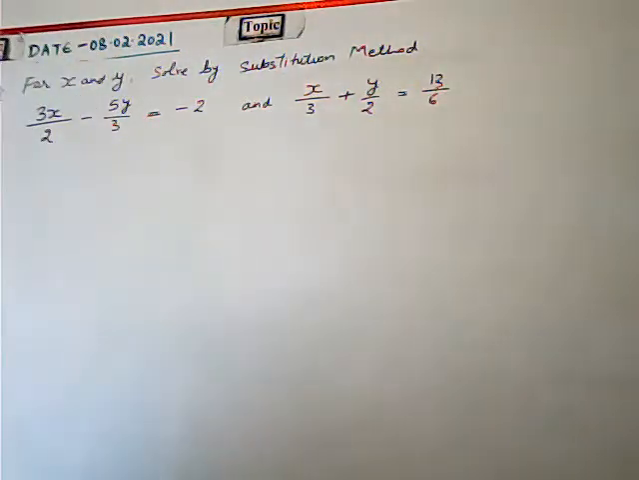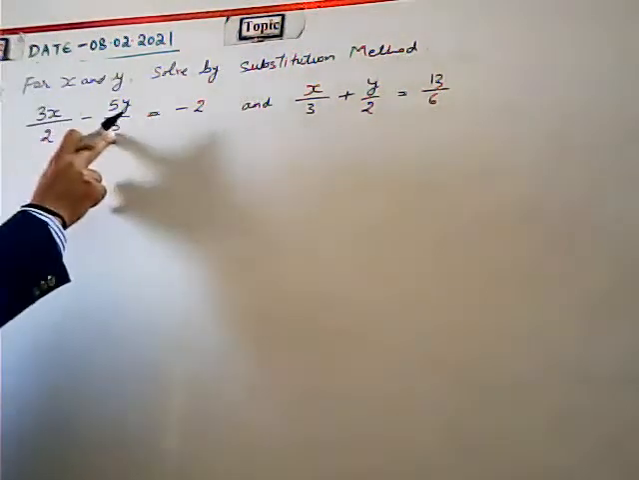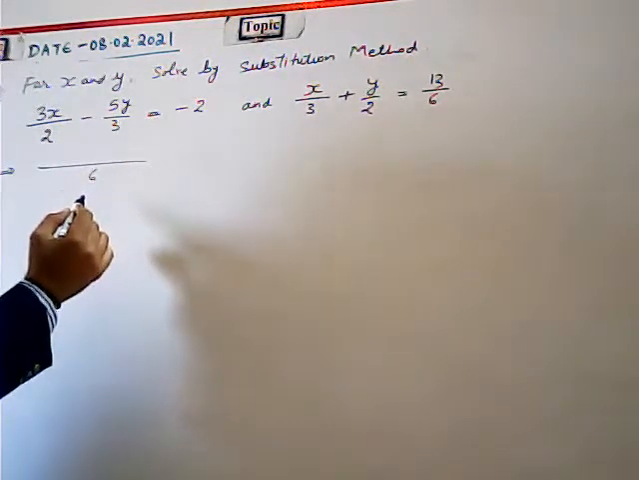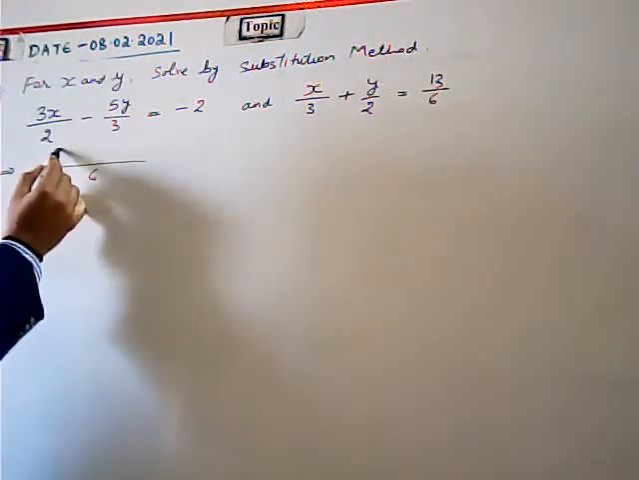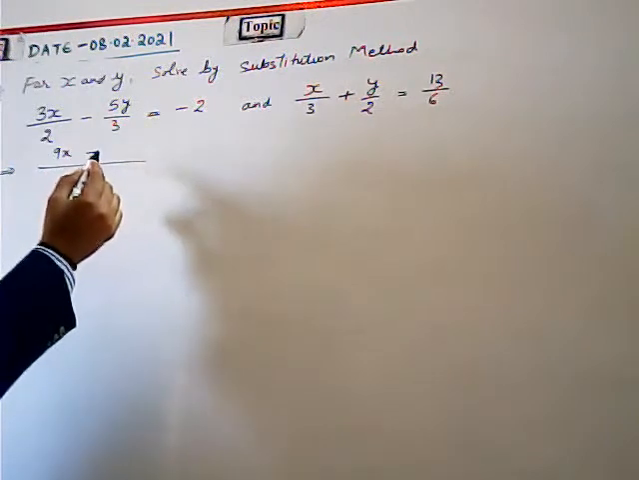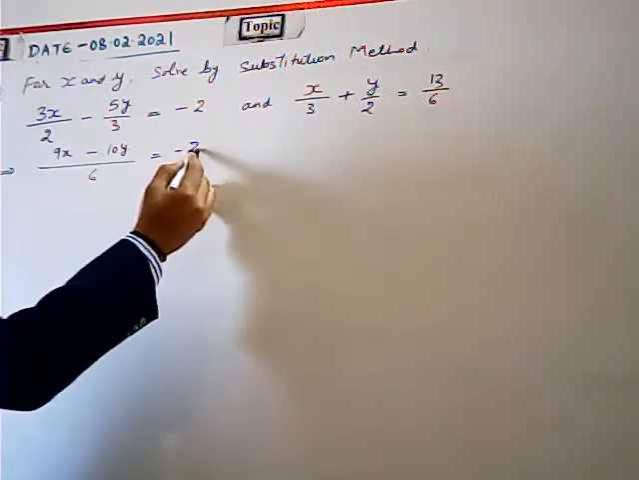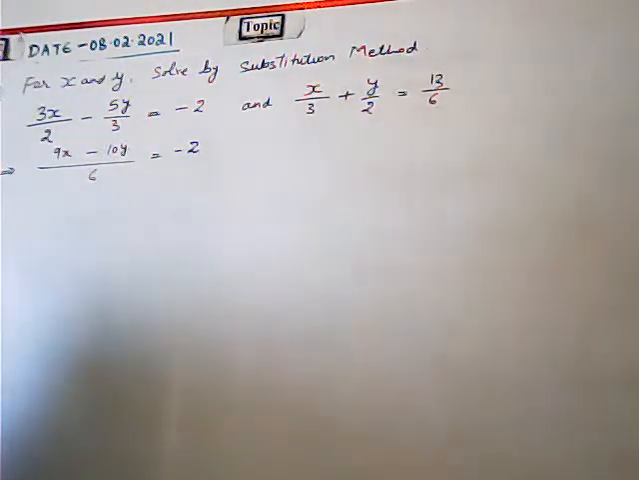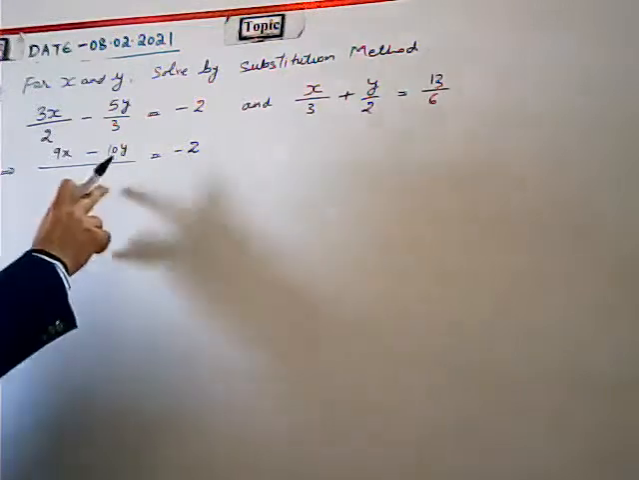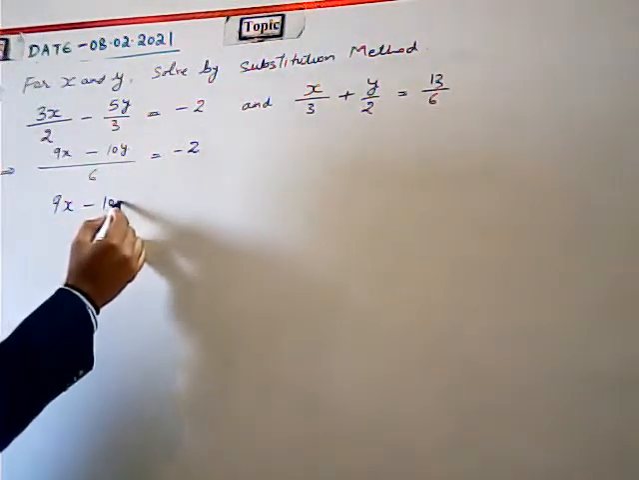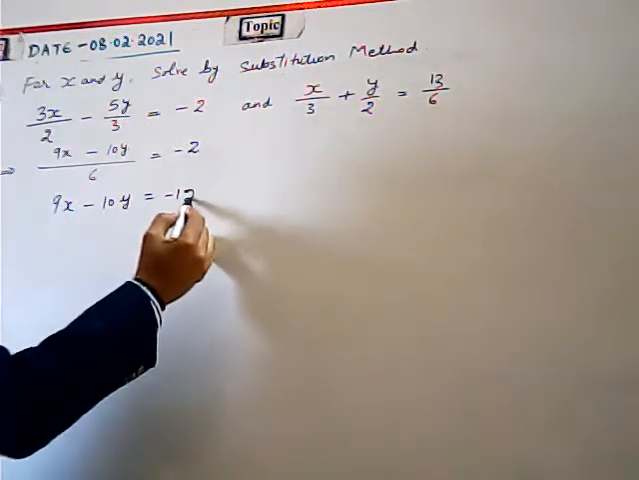So here we can take the LCM, right? 6 is the LCM. So 3 3s are 9x minus 10y is equal to minus 2 here, and we can cross multiply. So we have one equation, that is 9x minus 10y is equal to minus 12.